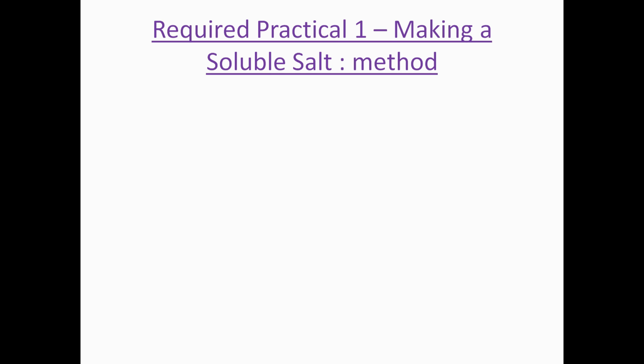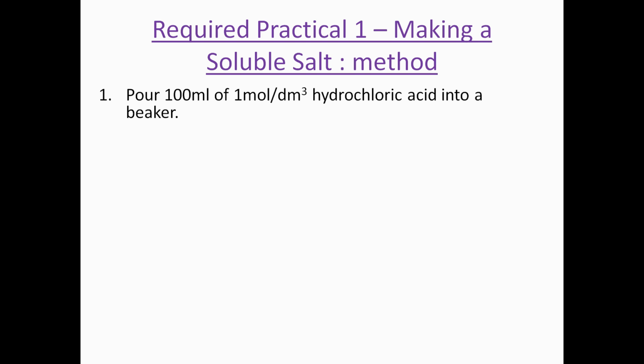So we need to know a method for this, and you will hopefully have done this in school or will do it in school at some point. So the first step is to pour 100 milliliters of 1 mole per decimeter cubed of hydrochloric acid into a beaker.